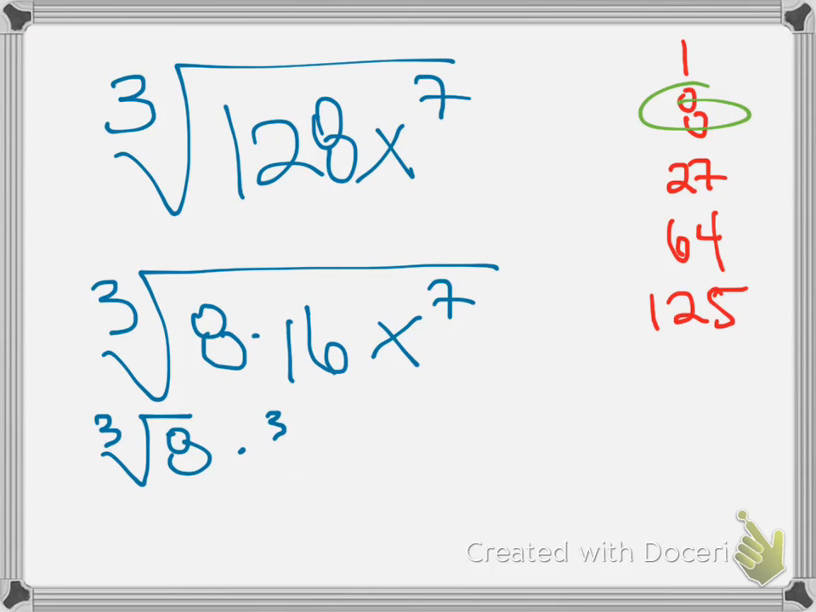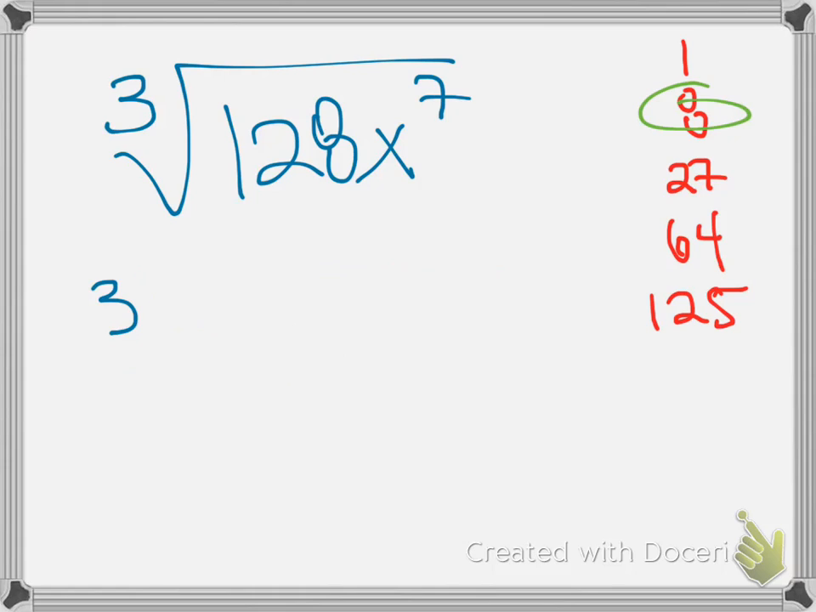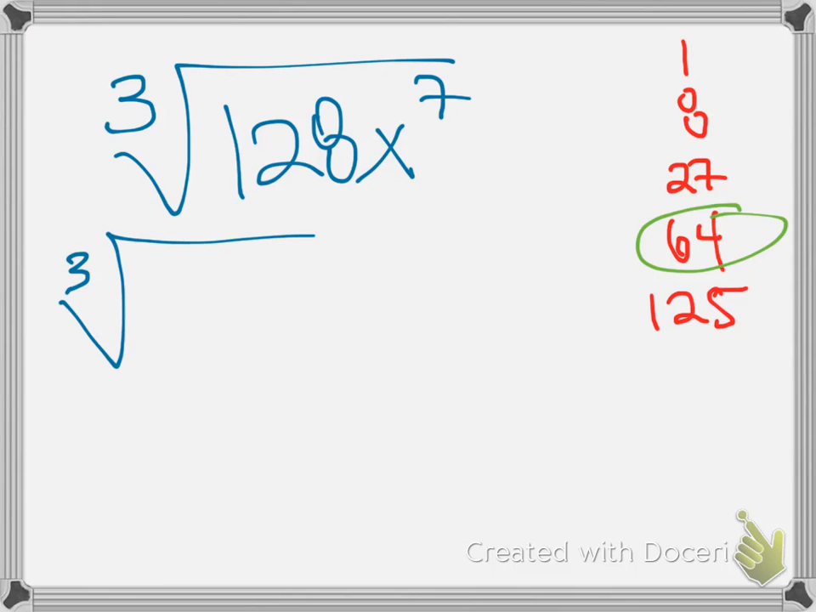The largest perfect cube factor of 128 is actually 64, not 8. So let me back up a little bit. Clearly been on vacation way too long. 64 is the largest perfect cube factor of 128. That's better. So that means we can split this expression up into the cube root of 64 times 2, because 64 times 2 is 128, x to the 7th.